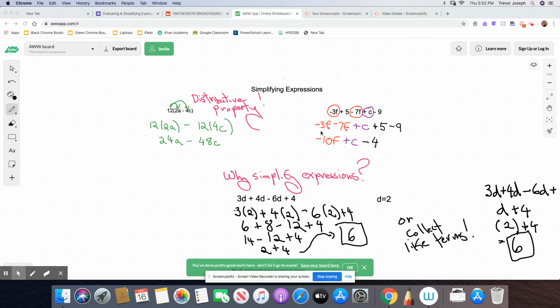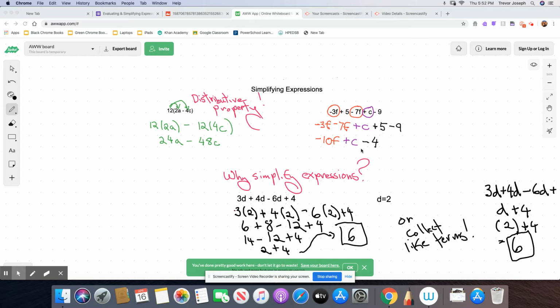Now I need to go through and ask, do I understand my integer operations? Negative 3f subtract 7f. Well, if I have a negative number and I'm getting more negative, therefore my number has to be negative 10f. You need to remember the f. It's not just negative 10, it's negative 10f. Well, I didn't have to add or subtract any c's, so I'm just going to put it down. And then I will use my integer operations again. 5 take away 9 is going to give me negative 4.